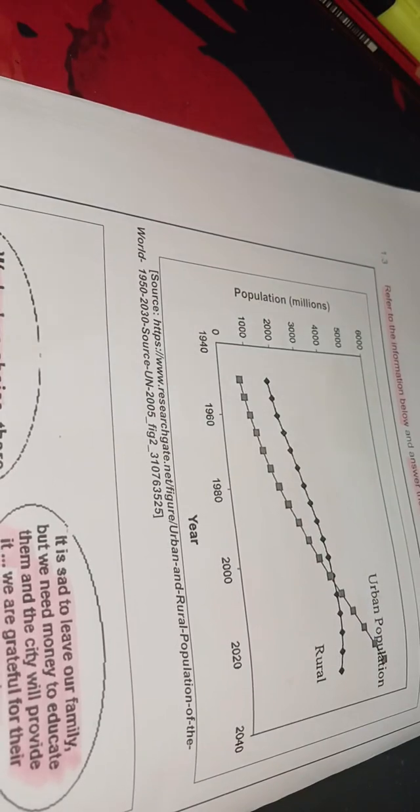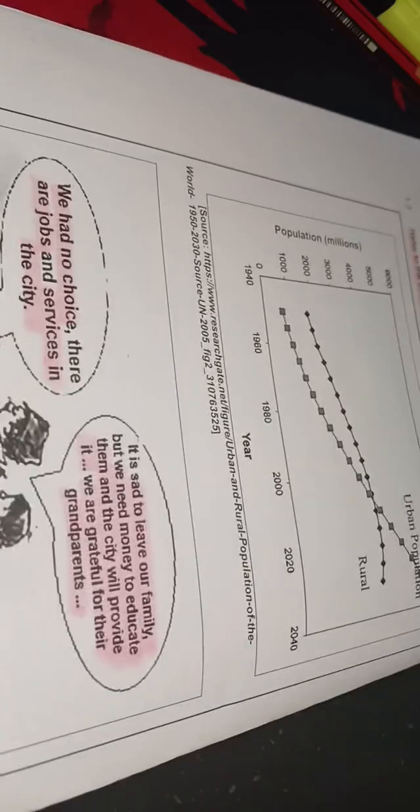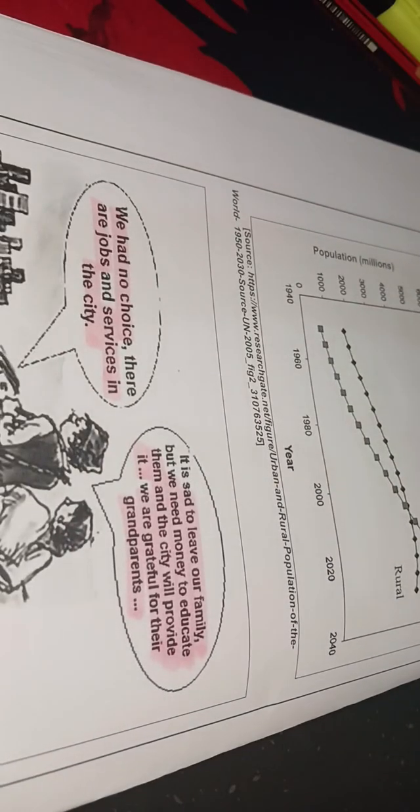Let's move on to 1.3.5. Describe the social impact of rural depopulation in the rural areas as stated in the cartoon. What will be the social impact? 1.3.5. What is the social impact? Breaking up of families. You can see now they are migrating. Obviously, there is breaking up of families. What else can you talk about?